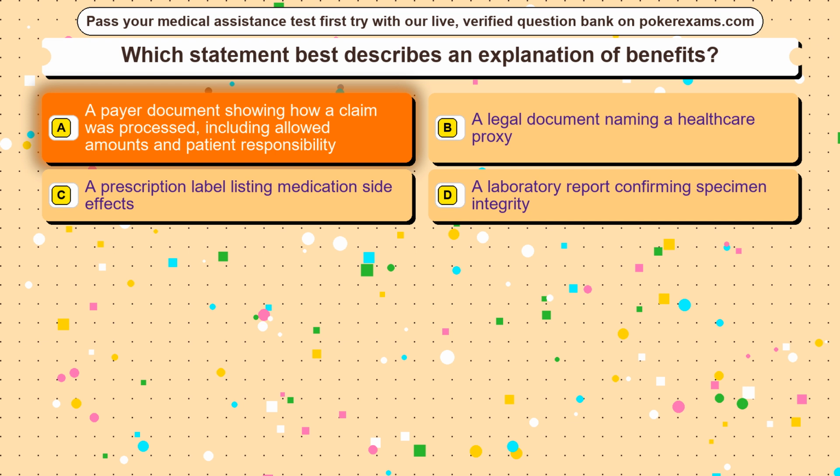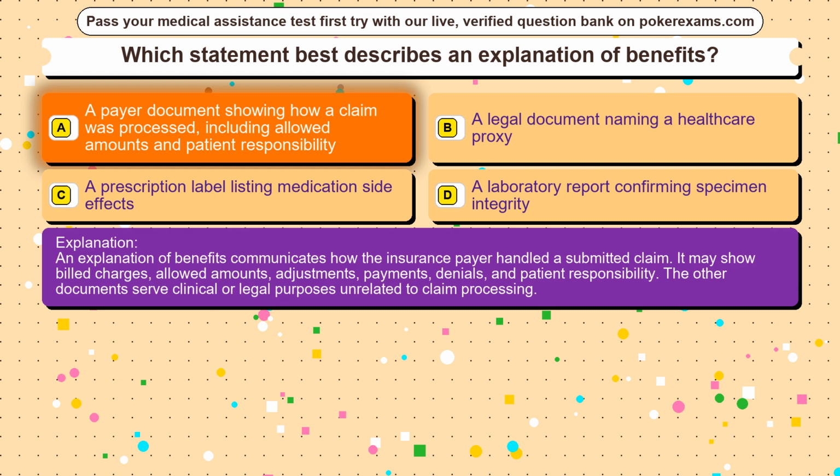A payer document showing how a claim was processed, including allowed amounts and patient responsibility. An explanation of benefits communicates how the insurance payer handled a submitted claim. It may show billed charges, allowed amounts, adjustments, payments, denials, and patient responsibility. The other documents serve clinical or legal purposes unrelated to claim processing.